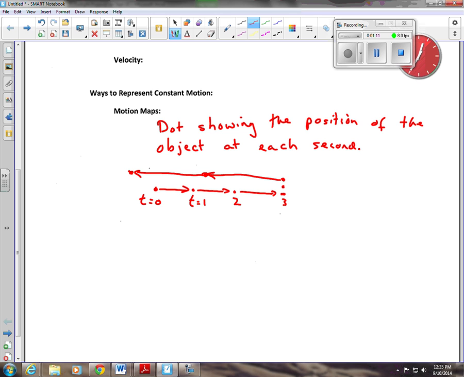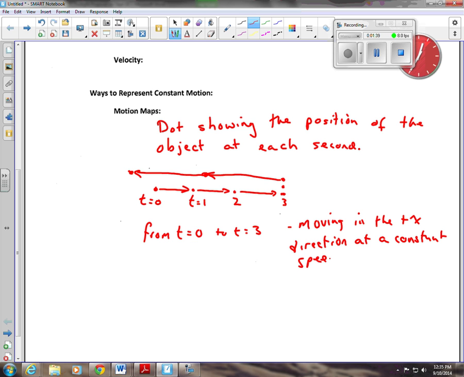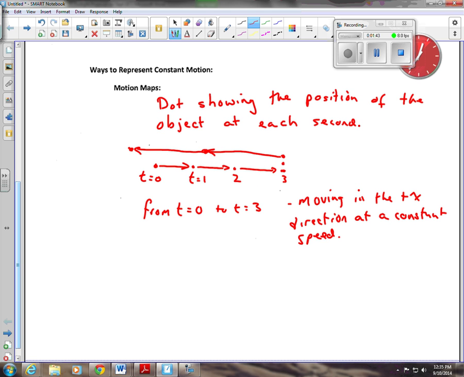Okay. Now we can describe the motion. From t equals 0 to t equals 3, how was it moving? It was moving in the plus x direction at a constant speed. Then after 3, it stopped for 1-2 seconds. From t equals 3 right here, there's 4, there's 5. T equals 5. So from t equals 3 to t equals 5, we're going to say it is at rest.